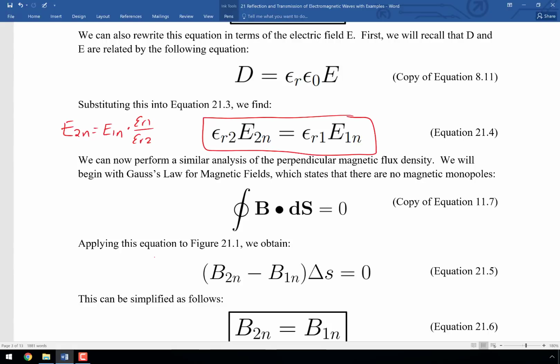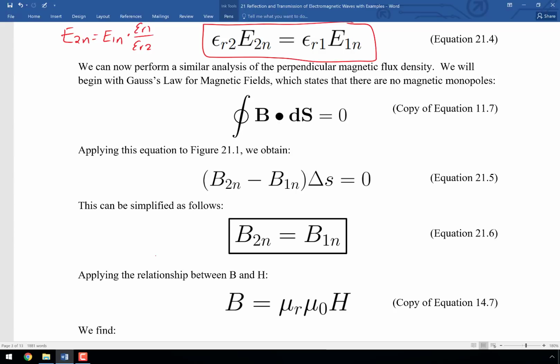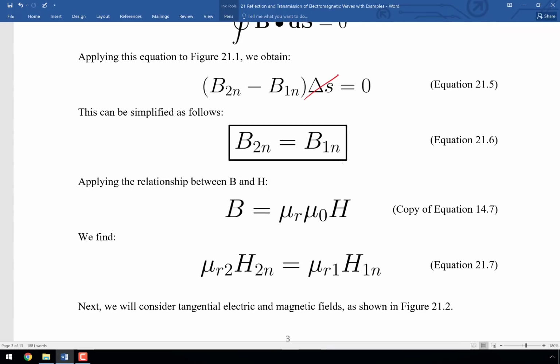B sub 2n minus B sub 1n times delta S has to be equal to 0. And in here we aren't going to make any assumptions about whether or not there's a surface charge density or anything. That doesn't matter. We can just divide both sides by delta S, and we're left with equation 21.6. And that gives us the relationship for the normal components of the magnetic fields at the boundary. We can, of course, then rewrite them in equation 21.7 in terms of H sub 2n. And so again, for example, you could say H sub 2n is equal to H sub 1n multiplied by mu sub r1 divided by mu sub r2. And that might also be a very useful form of the equation.